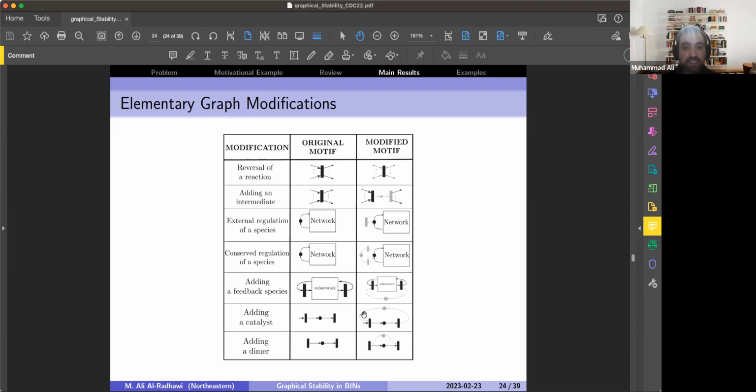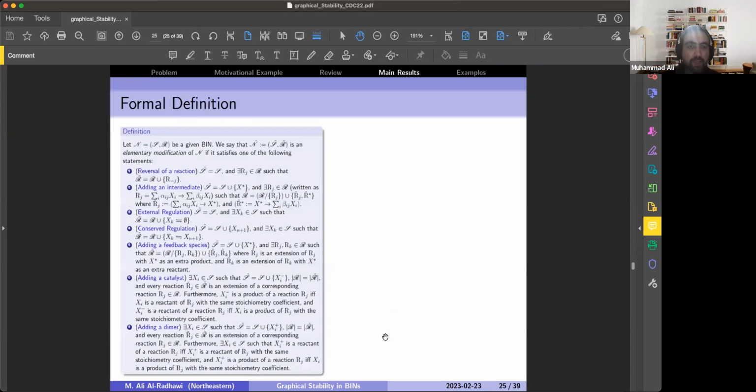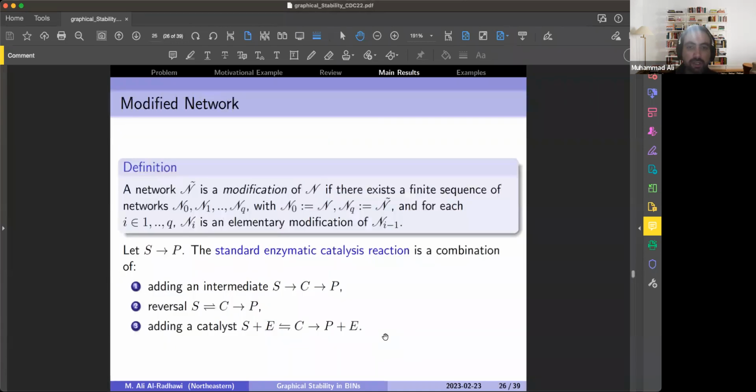So if you have mass action kinetics, it makes a linear network, a linear dynamics, into a non-linear one. So for instance, here you can think of adding a dimer. When you add a dimer, you convert a monomolecular reaction into a bimolecular reaction. So okay, these are the formal definitions of these modifications. I will not go through these, they are defined rigorously here.